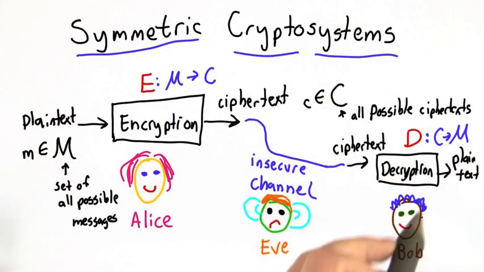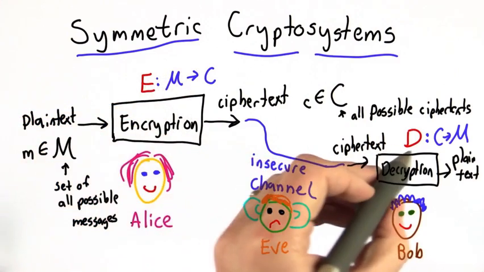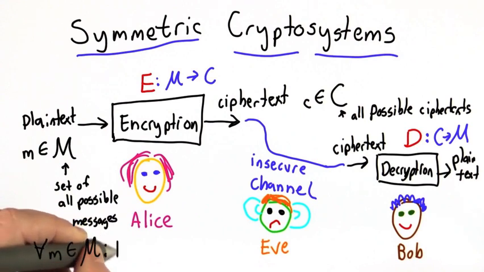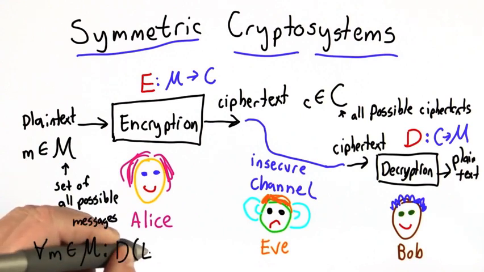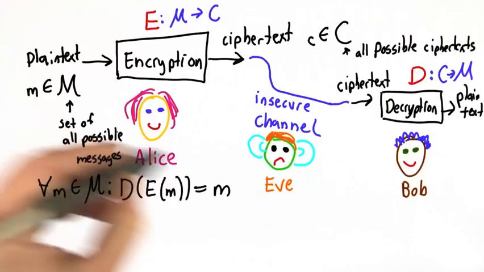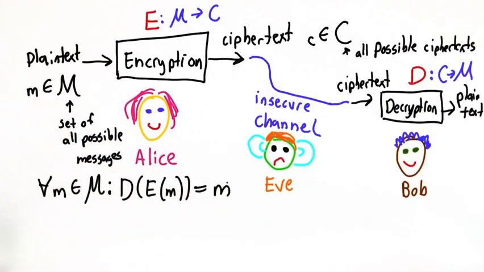In order for Bob to receive the same message as the one Alice encrypted, we need this property that the D function is an inverse of the E function. So we need it to be the case for all messages that the result of decrypting the encryption of that message is the same as the message we started with. We'll talk about that a little more later.